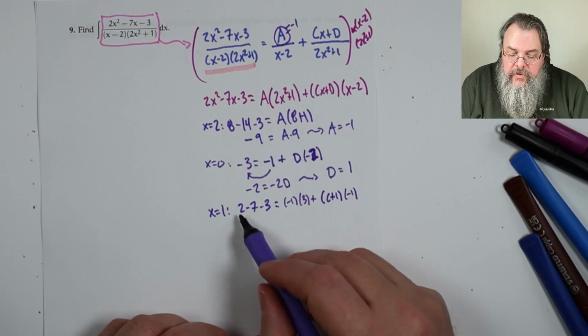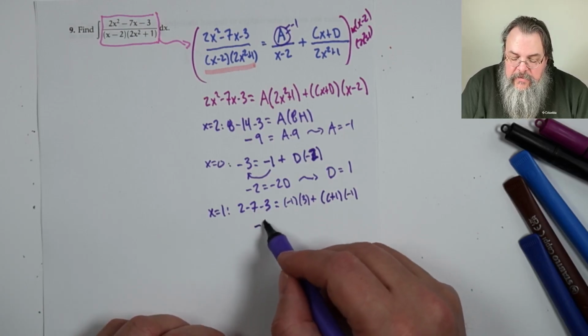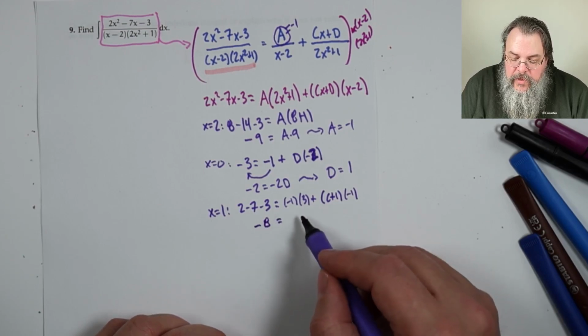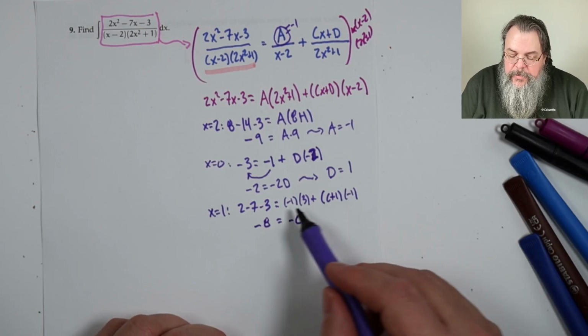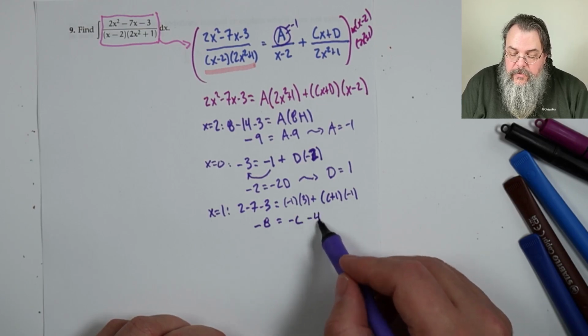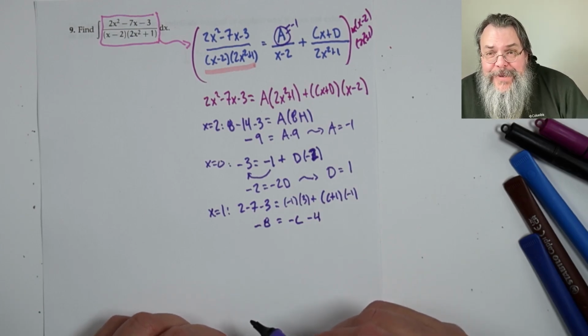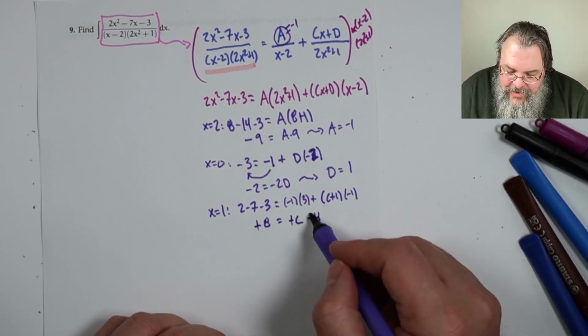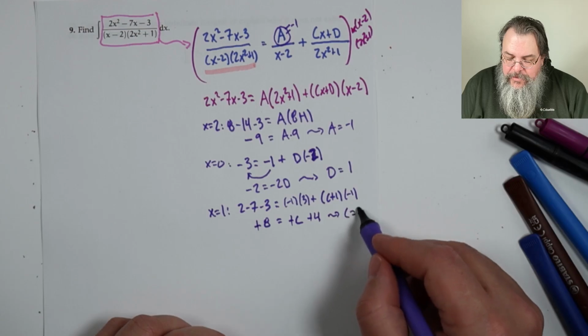Okay, so 2 minus 7 minus 3, that's really 2 minus 10. That's negative 8 equals, we have a minus C, and now there's a minus 3 and a minus 1. And we put those together, it's negative 4. Well, everything's negative. Come on, we're optimists. Plus this. So 8 equals C plus 4, so C equals 4.